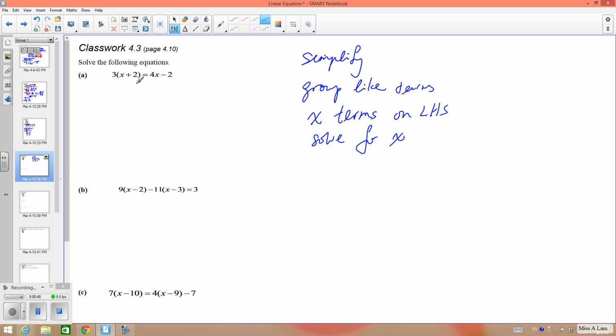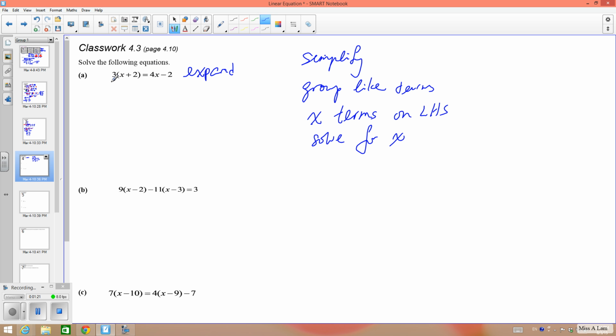Now here, let's look at the first example. If you look at the left hand side, here we have a bracket. It means x plus 2 together, times 3. And therefore we have to expand the brackets. Still remember this word, expand the brackets. We have to expand the brackets before we can group the terms together.